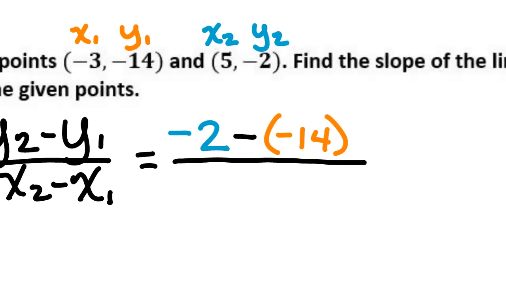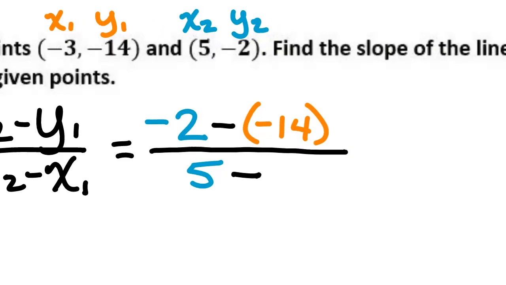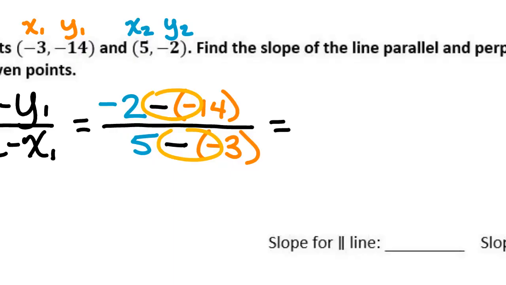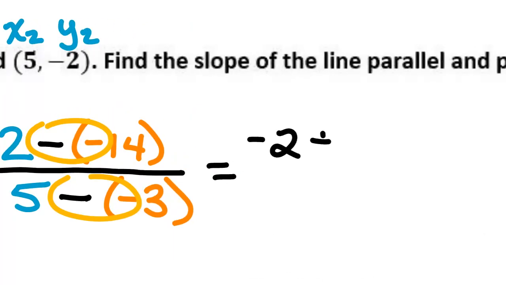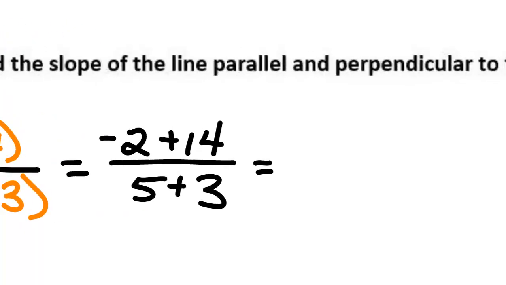Over x2, what is x2? 5. Minus x1, what is x1? -3. On the top and the bottom, we are subtracting a negative. What happens in both spots? Turns into a positive. So I have -2 plus 14 over 5 plus 3. What is -2 plus 14? 12.